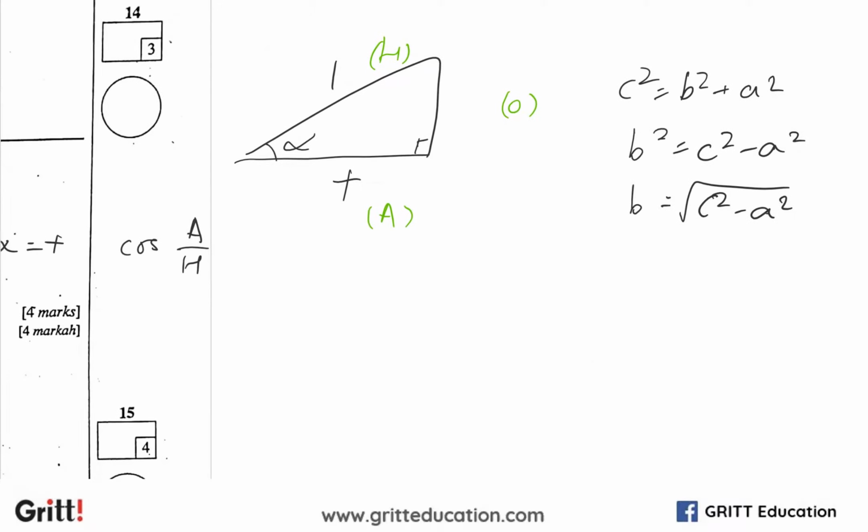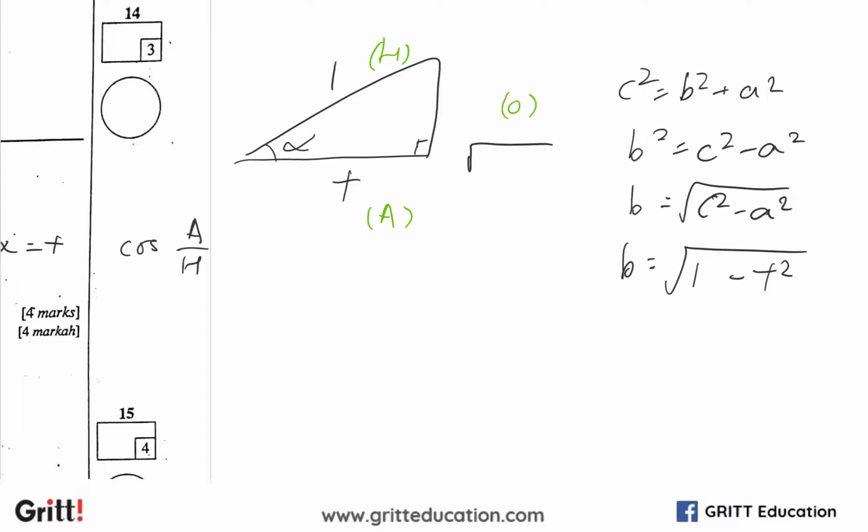Now, we want to find the opposite side. What does it represent? So we use Pythagoras theorem. c squared equals b squared plus a squared. So I rewrite b squared equals c squared minus a squared, and b is equal to square root of c squared minus a squared. So b, in this case the opposite side, will be the square root of the hypotenuse squared minus t squared. Okay, so I can remove that since it's still 1. So here, you get that the answer is square root of 1 minus t squared.